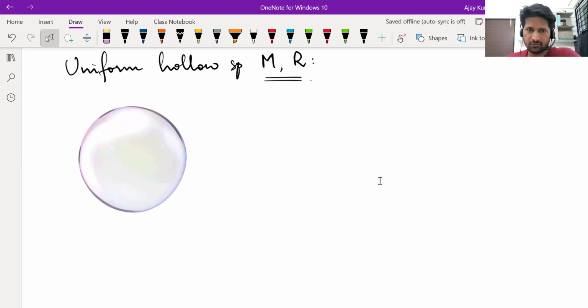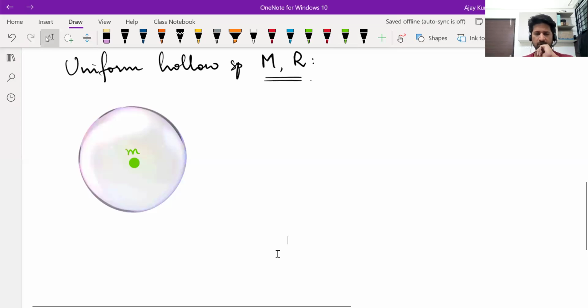So suppose there's a uniform hollow sphere of mass M, radius R. Let's say there is some particle, a point mass, placed exactly at its center, and let that mass be small m. So the sphere's mass is capital M. This particle's mass is small m. It is exactly at the center of the sphere.